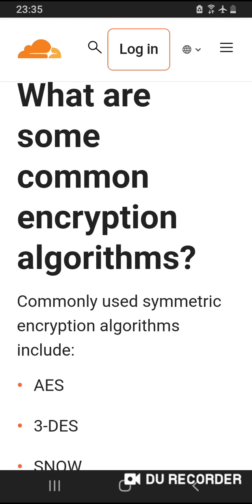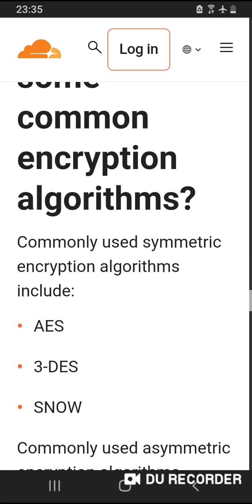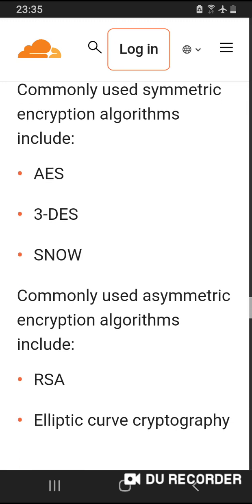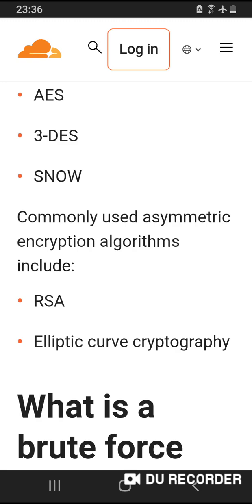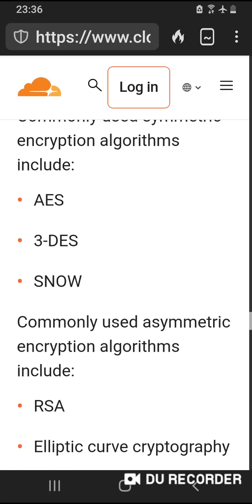What are some common encryption algorithms? Commonly used symmetric encryption algorithms include AES, 3DES, and SNOW. Commonly used asymmetric encryption algorithms include RSA and elliptic curve cryptography.